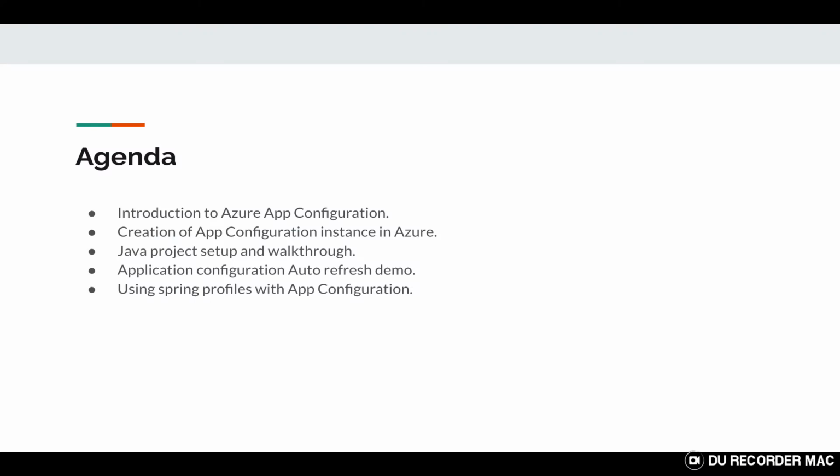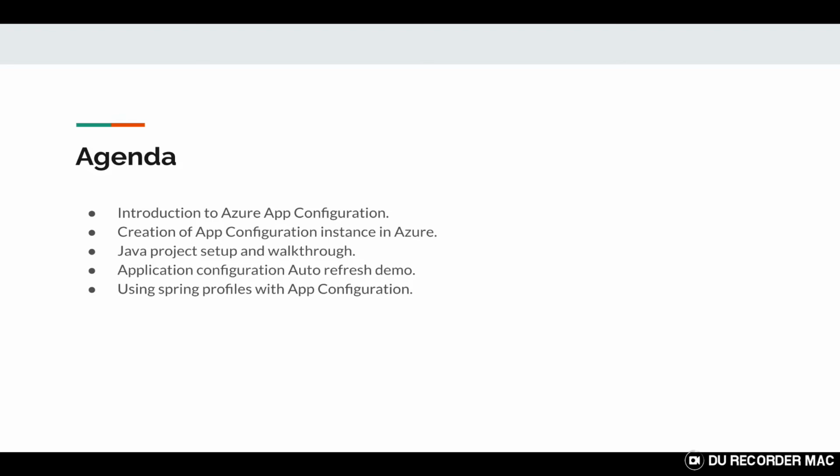So this would be the agenda for today's video. First, I'll introduce you to Azure App Configuration, the importance of the service and why we use it. Then we'll create an instance in Azure, and then we'll go through the Java Spring Boot project which I have configured for accessing the App Configuration service in Azure.